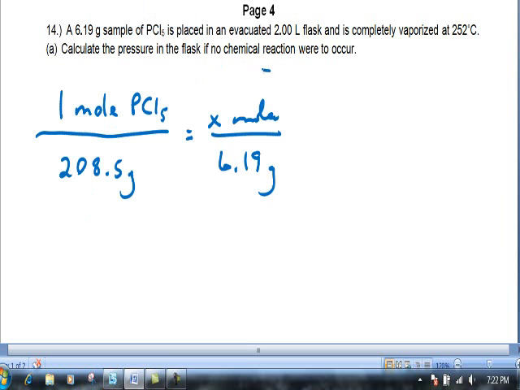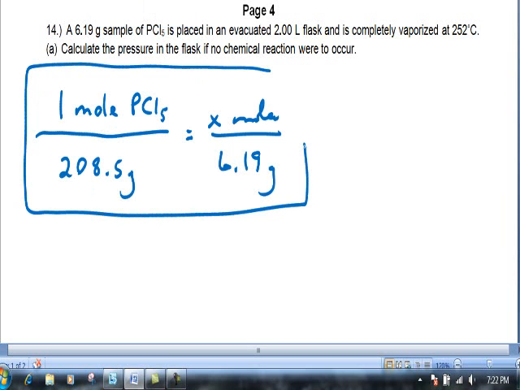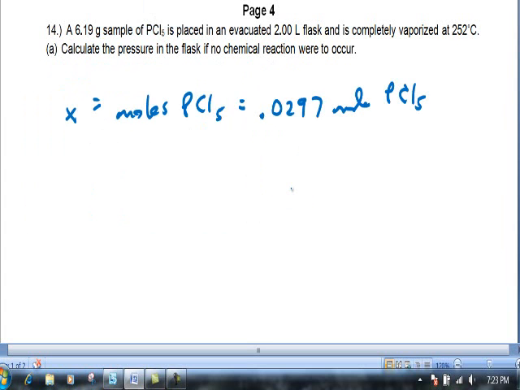Using a proportion where 1 mole of PCl5 is 208.5 grams, we can solve for X, or how many moles are present in our 6.19 gram sample. We find our sample contains 0.0297 moles of PCl5.